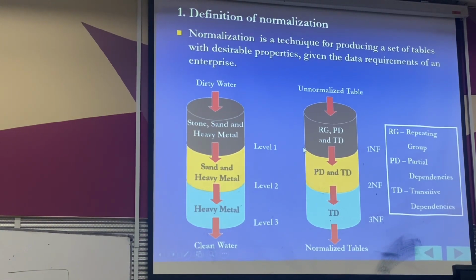First normal form, this line, you filter repeating groups. So you can see after you filter repeating groups, you only see partial and transitive there. Okay, in the second normal form, you filter partial, you only remain the transitive. Then the last layer, third layer, you filter the transitive dependency. So now it's a normalized table that can be used in practice.